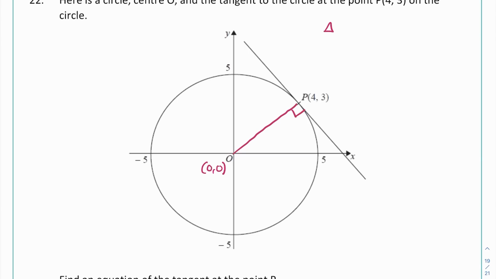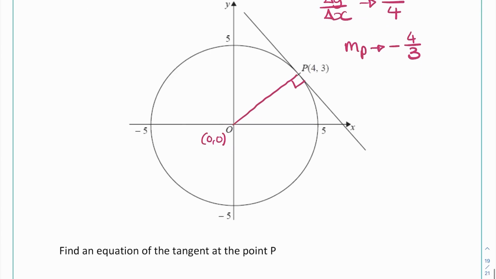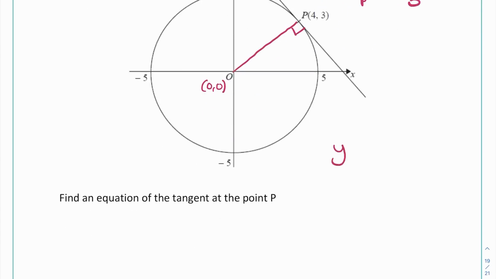So the change in y divided by the change in x will give us the gradient. So the change in y goes from 0 to 3, so that's 3 on the top. The change in x goes from 0 to 4. So the gradient of the radius is 3/4. That means the negative reciprocal will be -4/3, just flipping that fraction over and changing the sign. You can also see that the tangent has a negative gradient, so it would make sense. If we put that into y = mx + c, we get y = -4/3 x + c.